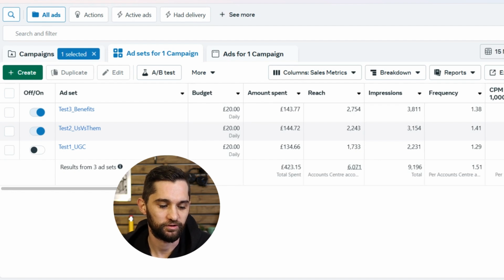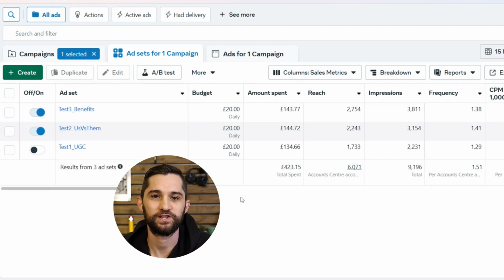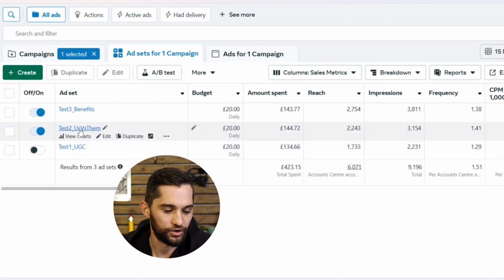So the first 3 tests that we launched, again the same structure that I always use that I've mentioned in other videos, is that we'll do 3 tests, ad set budget optimization, and 3 variations of each ad in those tests. So you can see here the 3 that we tested were UGC, 3 different UGC ads, which were all very good quality. Us versus them, image ads is usually a good place to start to get an account going because it's a very bottom of funnel ad.